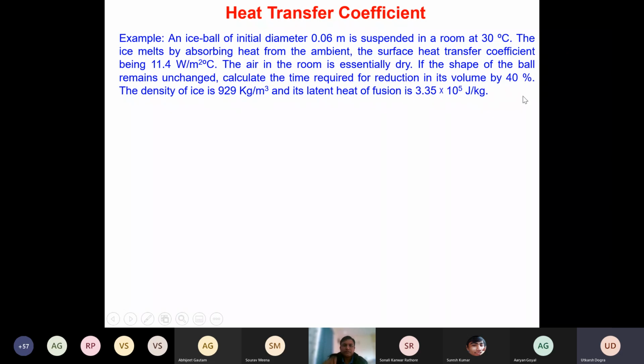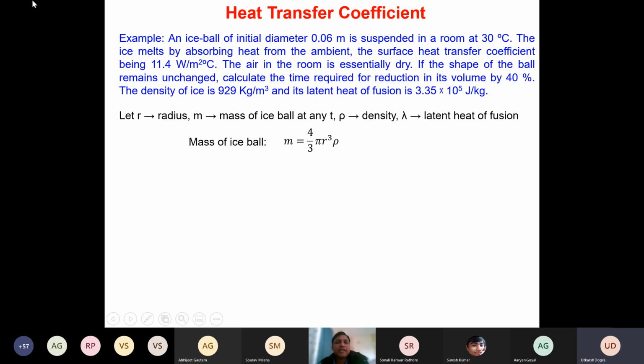Okay. In this case, let's assume that the radius is r, m is the mass of the ice ball at any time t, rho is the density, lambda is the latent heat of fusion. So in this case, the mass of the ice ball will be given by what? Mass of the ice ball will be volume into density, isn't it? So volume of this spherical ice ball will be given by 4/3 pi r cube, into density will give you the mass, isn't it?